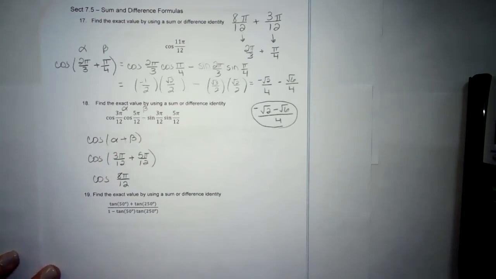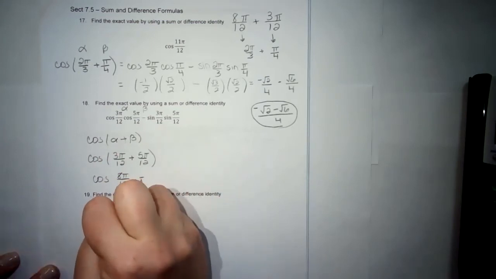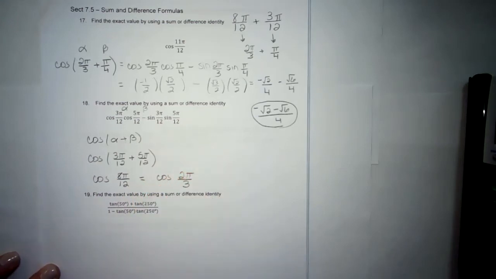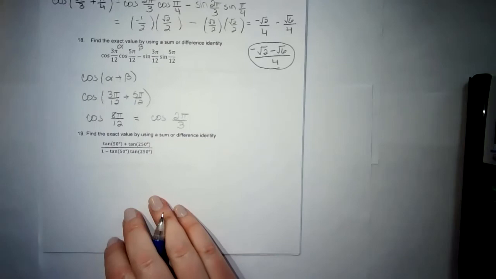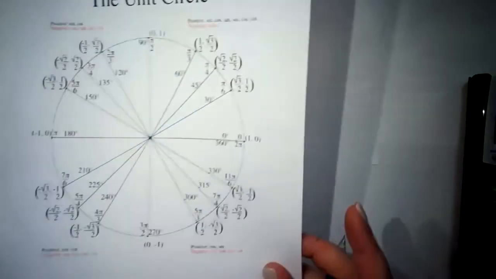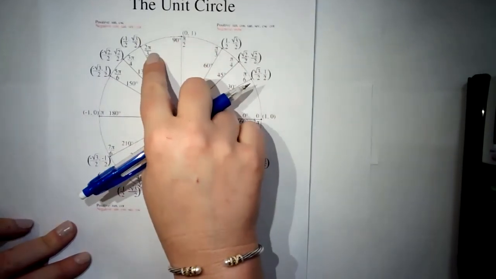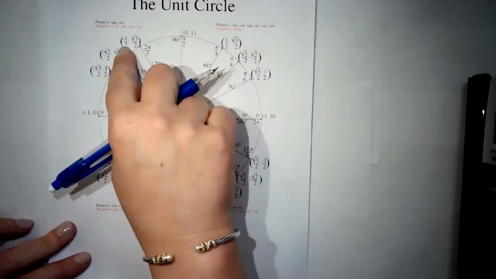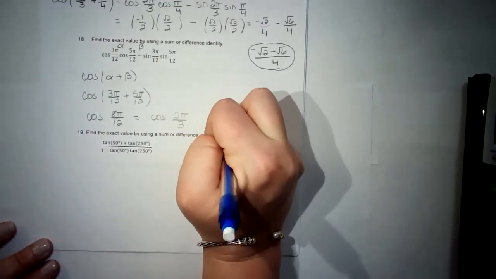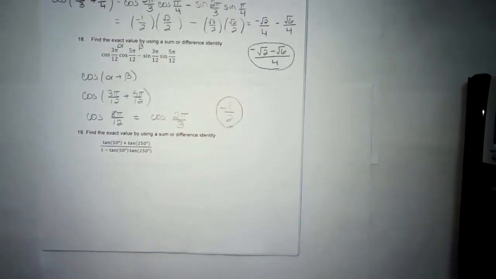Now I can reduce that. I can divide a 4 out of the top and the bottom. That's going to give me cosine of 2 pi over 3. And then I just go right to my unit circle and find it. So here's 2 pi over 3. Cosine's negative 1/2. There's my answer. So you go all the way to the unit circle and you find the answer.